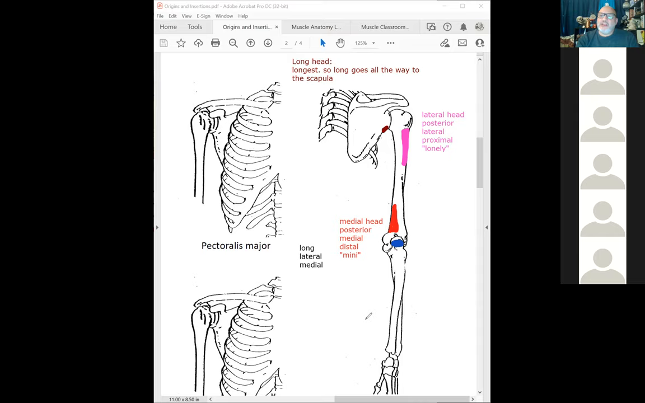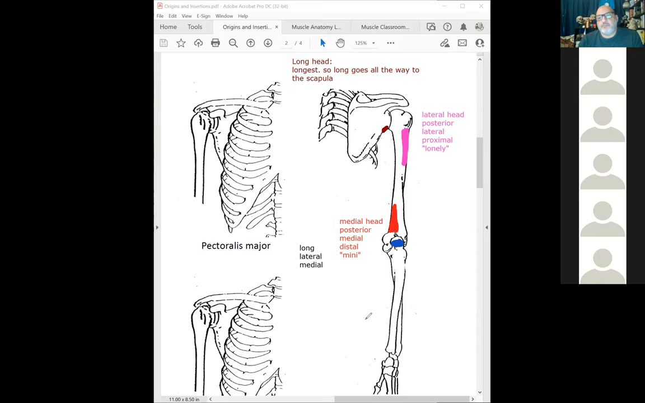How many joints does our triceps brachii cross? Two. Thanks to the long head, it crosses the shoulder and it also crosses the elbow. It is a posterior muscle. So what is its action on the shoulder? Extends. Extends the shoulder. What is its action on the elbow? Extends. Extends the elbow. Is it on the stable bone or the movable bone? Stable. So can it pronate or supinate? No. Nope.